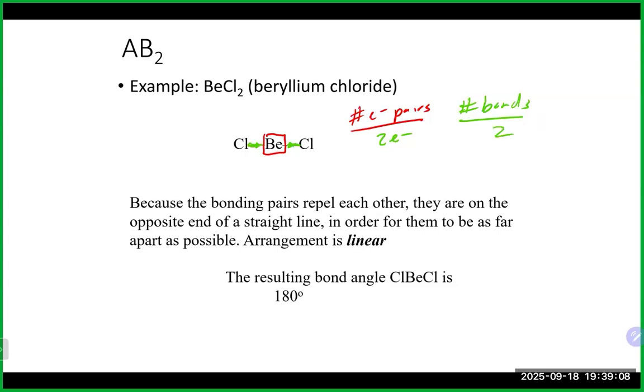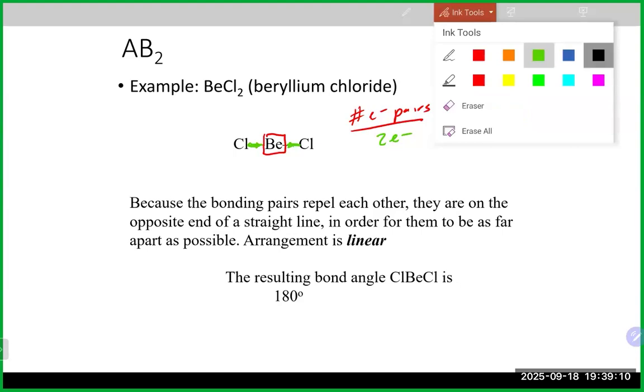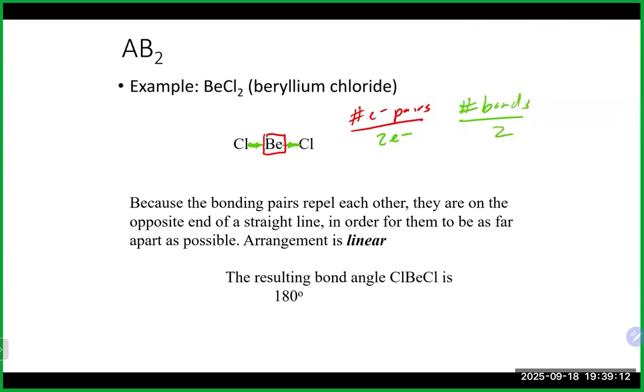Now, remember we talked about the idea that there are 2 types of geometry names. So the electron pair geometry, and from this point on, I'm just going to call it the EG for short, is something with 2 electron pairs. It has to do with the total number of electron pairs around the central atom, and it is going to be linear.